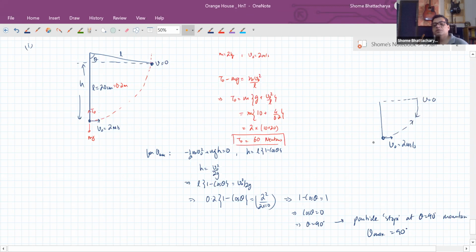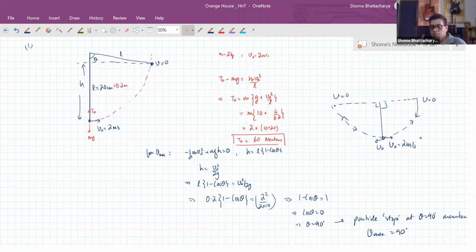Then it will come back by this path, have the velocity in the opposite direction. Again decelerate as it goes up. Again v equal to 0. So it keeps going back and forth between these positions. Okay, so hope this is clear.